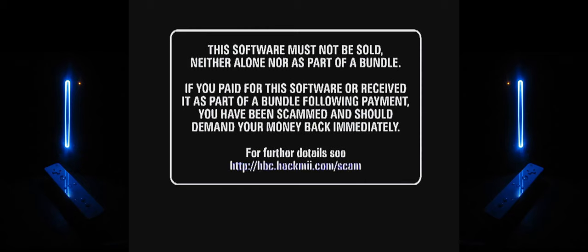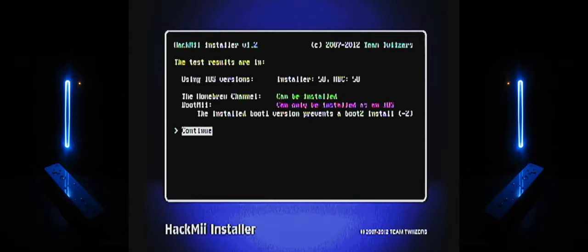Obviously, the software must not be sold neither alone nor as part of a bundle. I might ignore that because I'm going to throw a couple of my spare Nintendo Wiis on eBay anyway. Let me go past it, please. Come on. It takes a second the first time. Honestly, if you're buying it as part of a bundle, not everybody has the ability to do this kind of thing. So I don't personally see a problem with buying a Nintendo Wii that somebody else jailbroke for you, especially off of eBay or something like that.